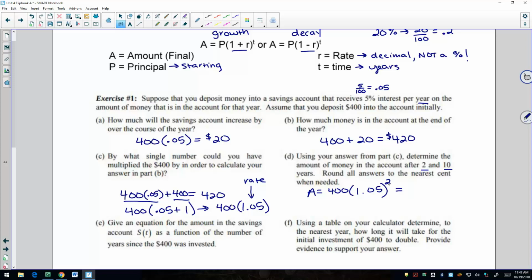Now you just type this all into your calculator. Remember, if you're doing this step by step, you've got to do the exponent first and then multiply by 400. Turns out to be $441. Now do the same thing, but instead we're going to calculate it after 10 years. So I still started with 400. The rate was 1.05, but this time the exponent is 10. That turns out to be $651.56.